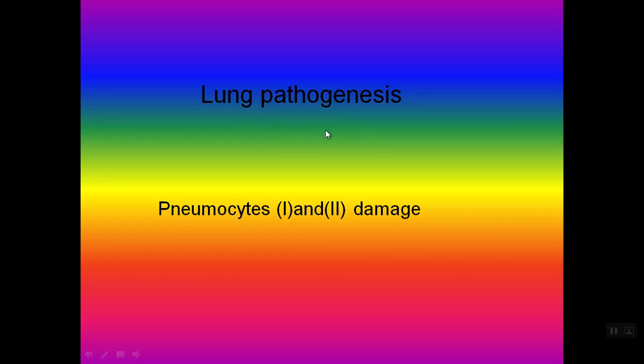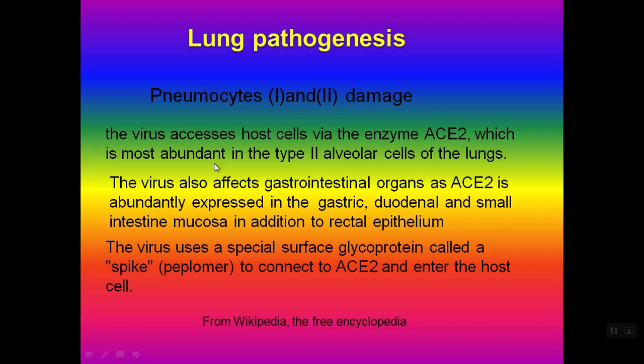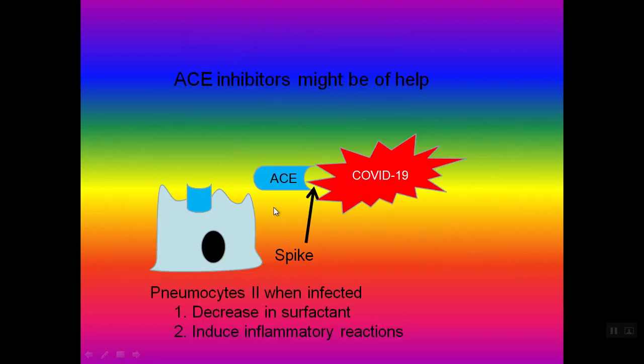In lung pathogenesis, two cells are affected: pneumocytes and the endothelium. Pneumocytes are usually attacked by the virus. The virus attaches itself to angiotensin converting enzyme by a glycoprotein called the spike. And this complex goes to the angiotensin converting enzyme receptor on pneumocyte type 2 to invade it. This is the glycoprotein spike attached to the angiotensin converting enzyme receptor, invading the cell, damaging pneumocyte type 2 with loss or decrease in surfactant and induction of inflammatory reaction.